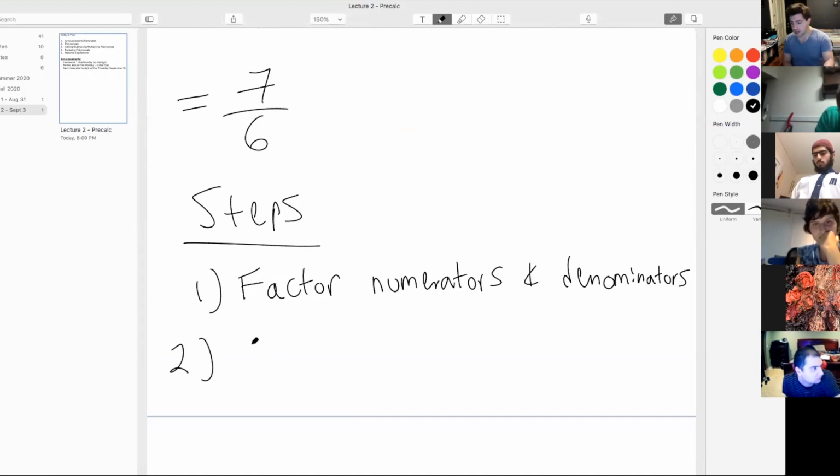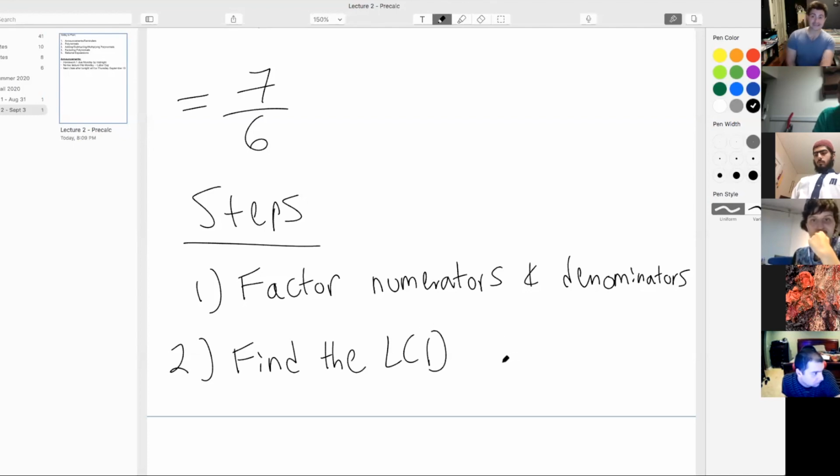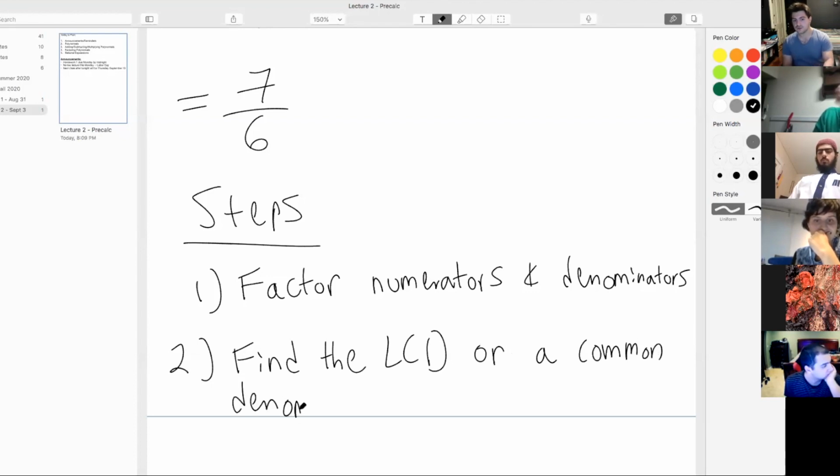Step 2, find the LCD, the least common denominator, but it actually doesn't need to be the least one. You can just find a common denominator as well. The least is just most useful, but you can just find a common one.